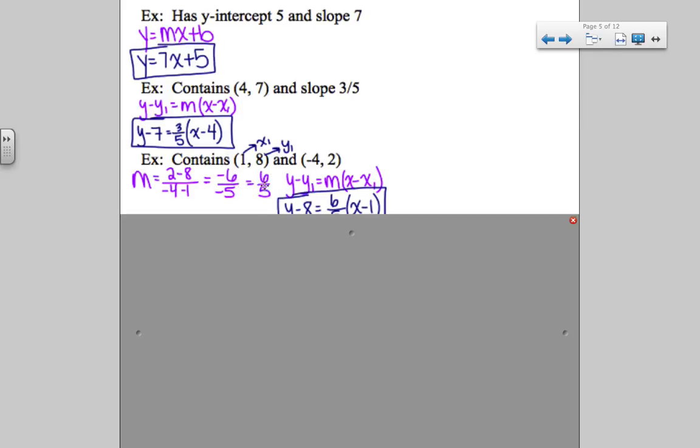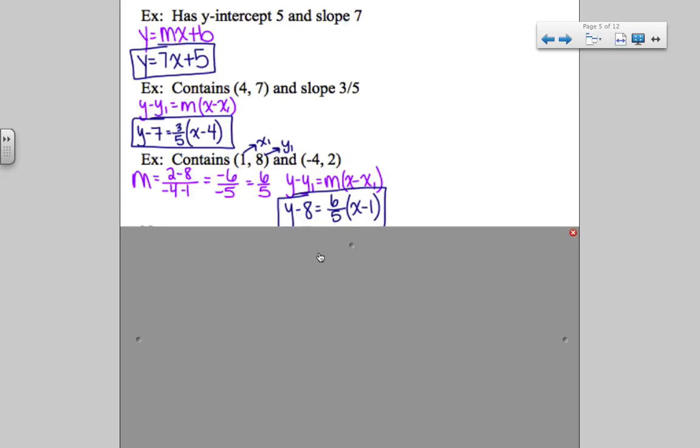Now we have a slope and 2 points, so we can pick any one of those points and use it to write it in point-slope form. So I just picked the first point of 1, 8 and used that to write my point-slope form. If you use the second point, that would be okay too.